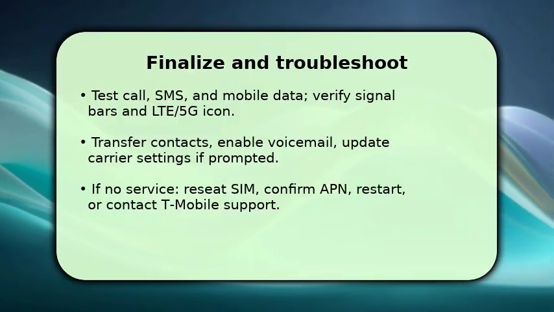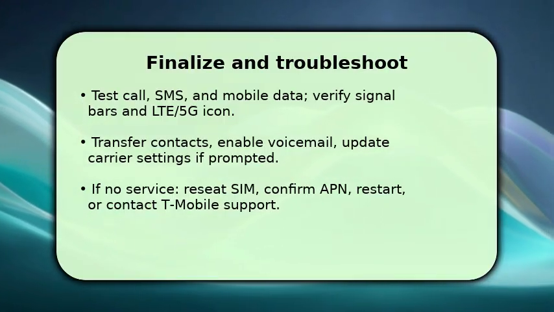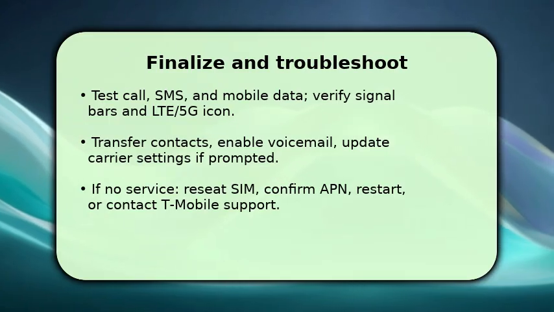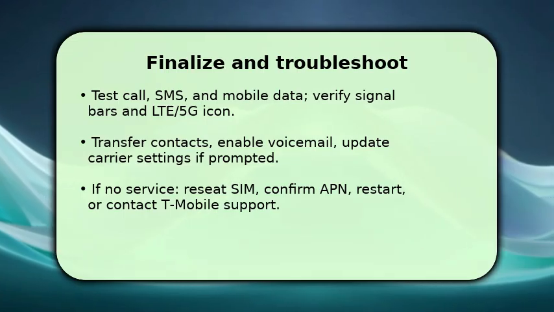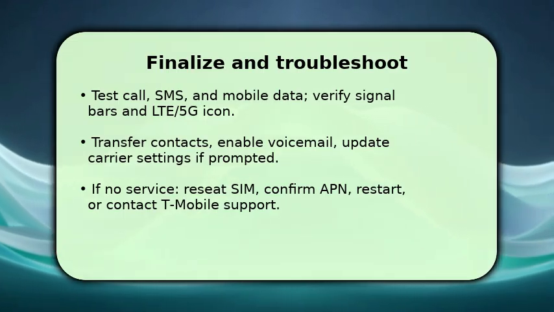If you don't get service, reset the SIM, verify the APN and account activation status, restart the device, and only then contact T-Mobile support so you can provide exact errors for quicker resolution.